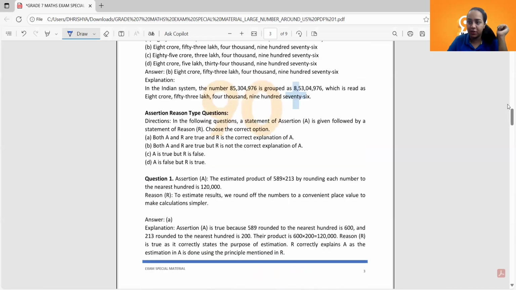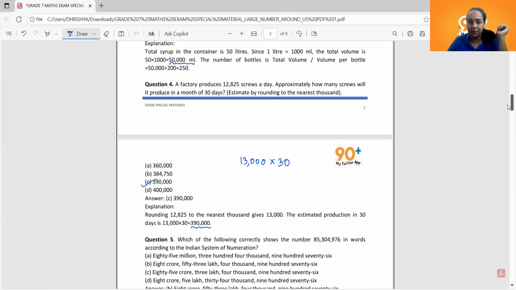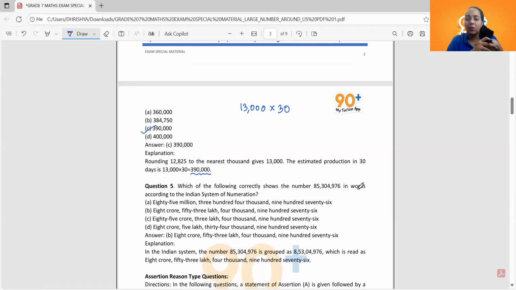Now, the fifth question. Okay. So, which of the following number correctly shows this? Okay, you have to find the Indian system here. So here, in one option, it is million there. We needn't even look at that because that will never give you the option. Because in Indian system, million is not there, right? Now we'll count. Ones, tens, hundreds, thousands, 10,000s, lakhs, 10 lakhs, crore. Right. So it is 8 crore, 53 lakh, 4,976, which is option B.